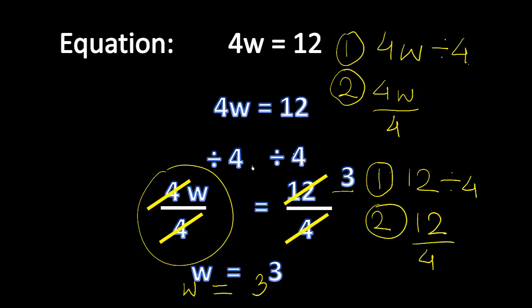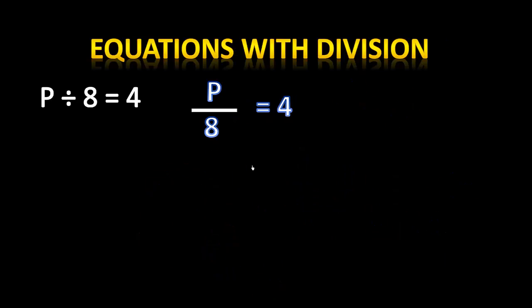Now let's see how we can solve an equation including division. Over here our equation is p divided by 8 is equal to 4. We can write the same thing in this form: p by 8 is equal to 4. What will we do now? We're going to have to multiply it by 8 so we can get p all by itself, like this. And now what would happen?